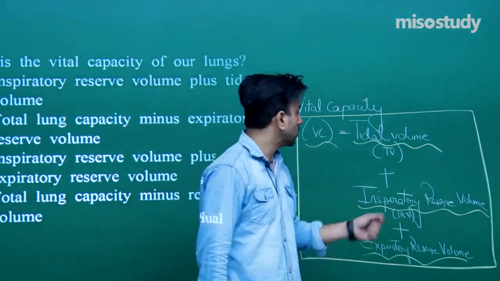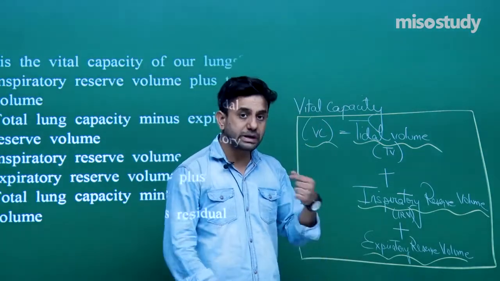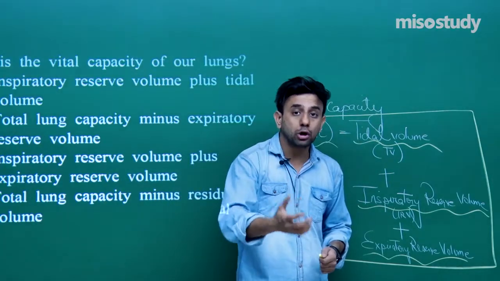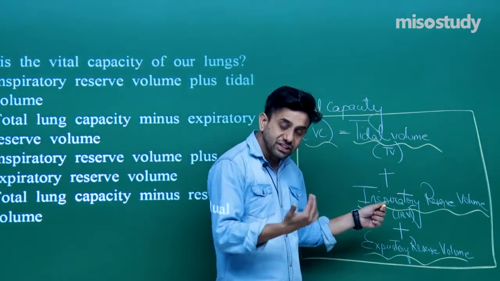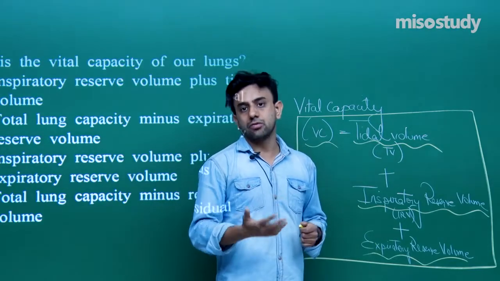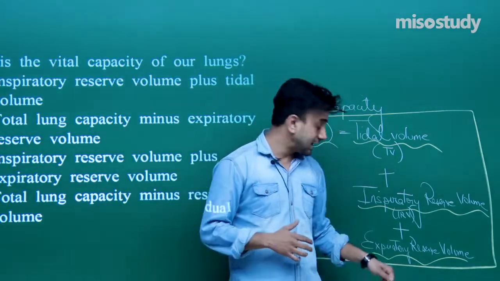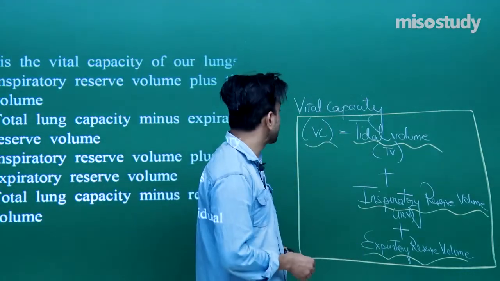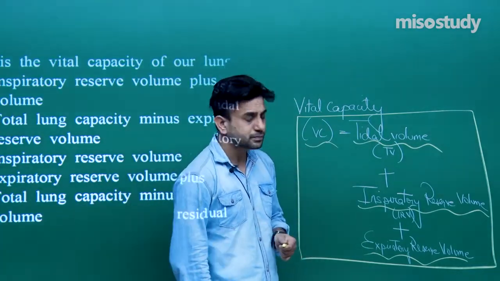Tidal volume is the normal volume of air being breathed in and breathed out. Inspiratory reserve volume is the extra volume of air being inspired above the normal volume, like when you are climbing the stairs. Expiratory reserve volume is the extra volume of air that you breathe out after the normal expiration. That is what the vital capacity is all about.